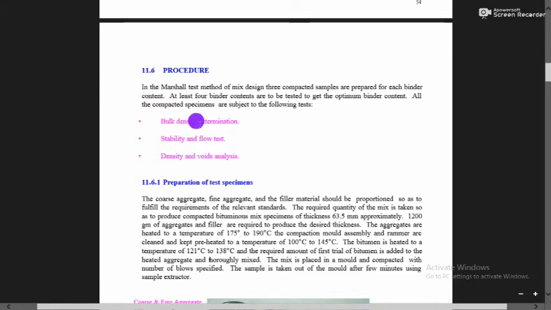11.6 Procedure. In the Marshall test method of mix design, three compacted samples are prepared for each binder content, and the least favorable binder content is to be tested to get the optimum binder content. All the compacted specimens are subject to the flow test, bulk density determination, stability and flow test, density and void analysis.